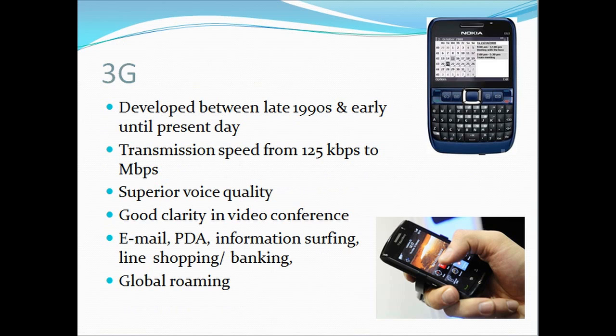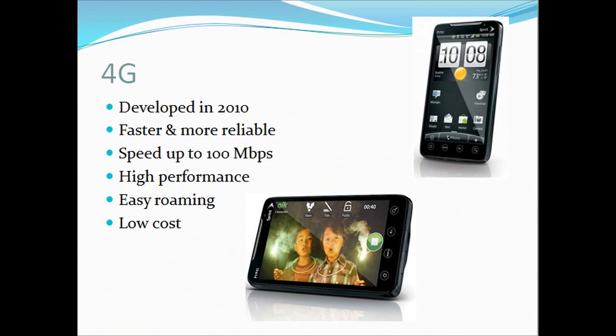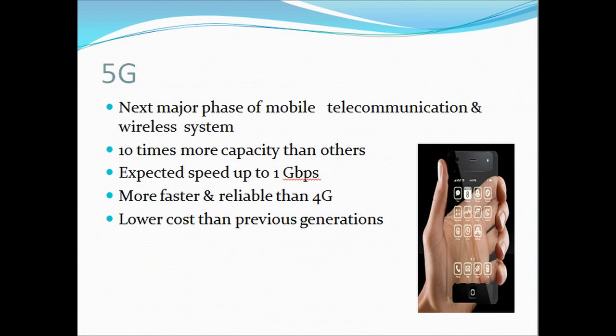Moving on to 4G. The 4G was developed in 2010. It provided faster and more reliable speed up to 100 Mbps. It included high performance, easy roaming, and low cost. Moving to 5G, it was the next major phase of mobile telecommunication and wireless system. It allows 10 times more capacity than others. It is expected to give speeds of around 1 Gbps. It is more faster and reliable than 4G. It gives us lower cost than previous generations.